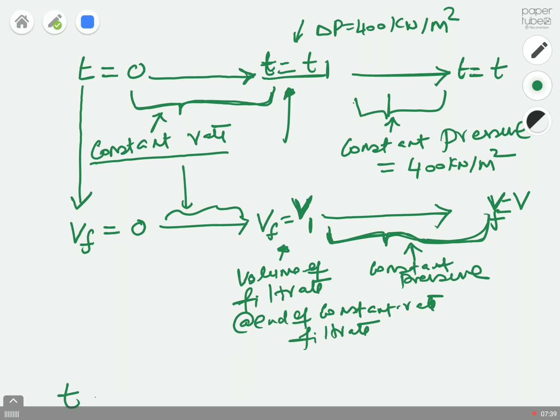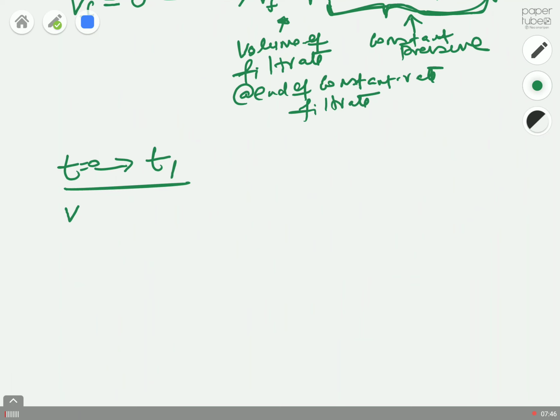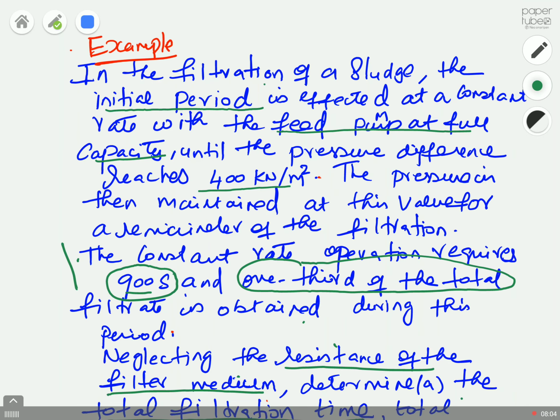So for t equal to 0 to T1, volume of filtrate goes from 0 to V1, and from T1 to T, your volume of filtrate will be, let's say, V. And if we go back to the problem again, what I stated here: the constant rate operation requires 900 seconds, and 1/3 of the total filtrate is obtained during this period.